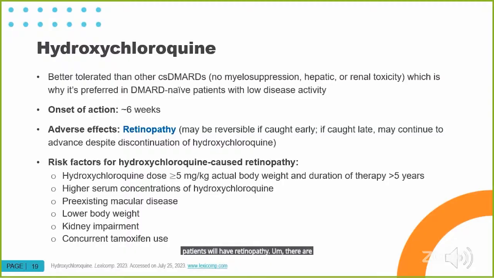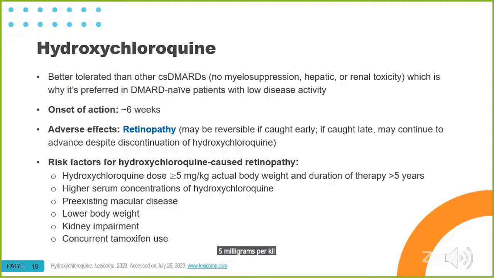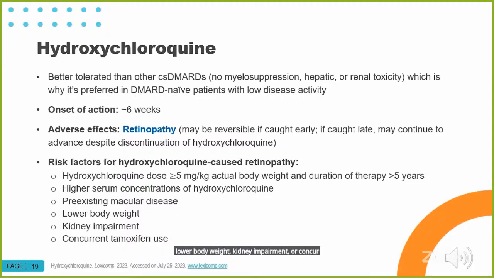There are certain risk factors that a patient may have that may put them at higher risk of hydroxychloroquine-caused retinopathy. These risk factors include using a hydroxychloroquine dose that is 5 milligrams per kilogram or greater of actual body weight, and duration of therapy that is longer than 5 years, having higher serum concentrations of hydroxychloroquine, having pre-existing macular disease, lower body weight, kidney impairment, or concurrent tamoxifen use.